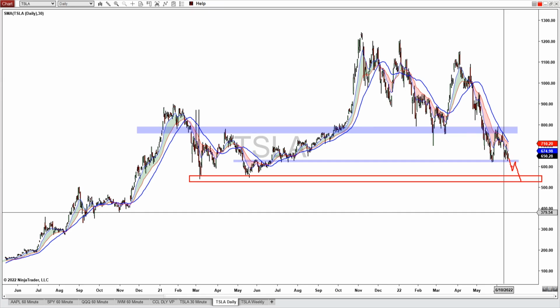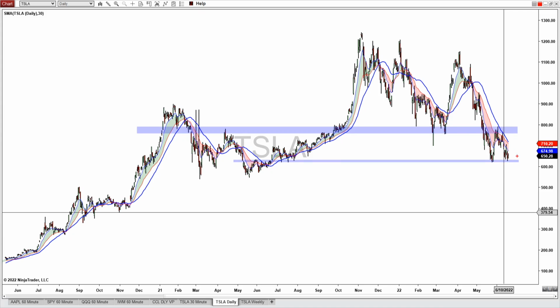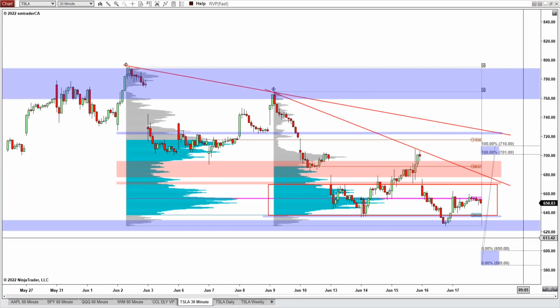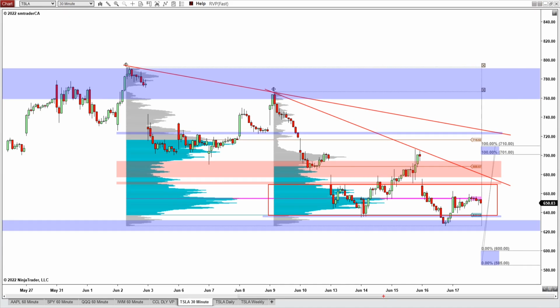If that's what the price ends up doing, then my plan for the week will need to be revised. But right now I'm basically planning on a potential bounce on Tesla for the week. So now I switch over to the 30-minute chart here. There's a couple of things that I want to point out.